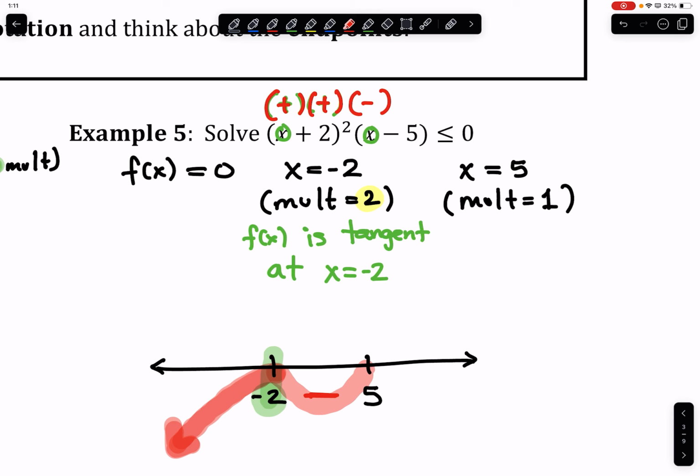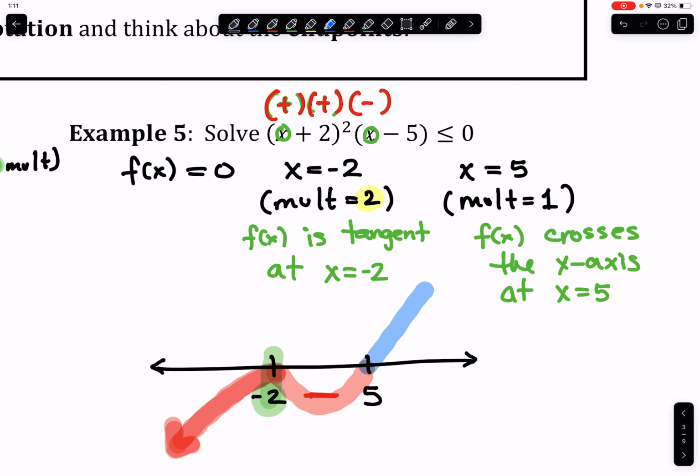Now at 5, it's not going to be tangent since our multiplicity is 1, where f is going to intersect and cross the x-axis. f of x crosses the x-axis at that value, at x is equal to 5. So since our graph is below, we're going to cross the x-axis and move the graph above. So the graph is going to move above the x-axis, and that means that the function is going to be positive right here. And over here, it's going to be negative.